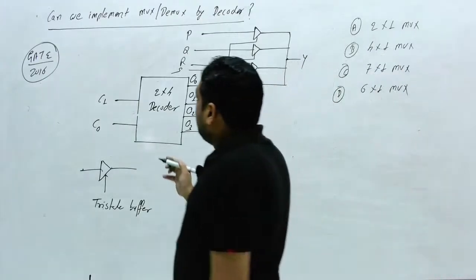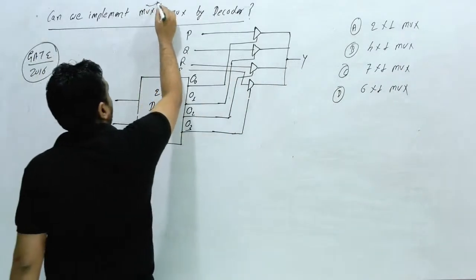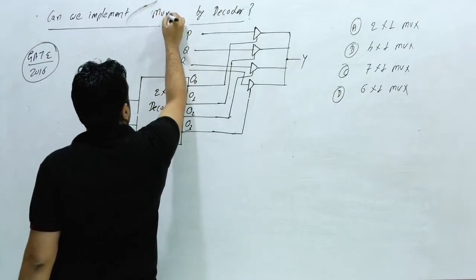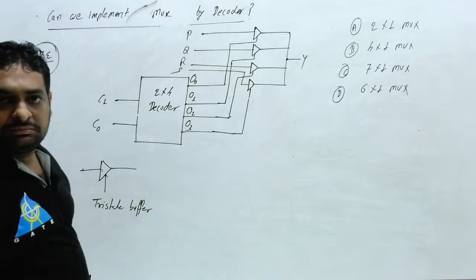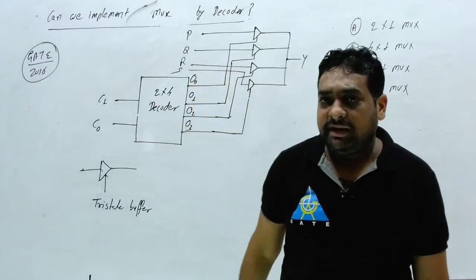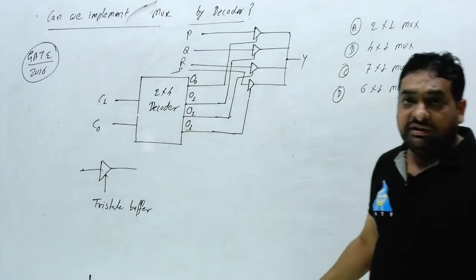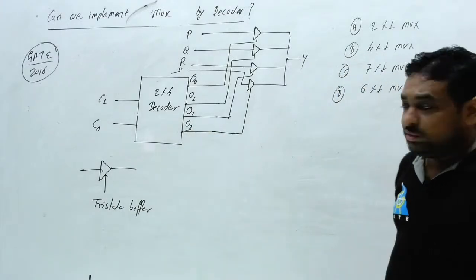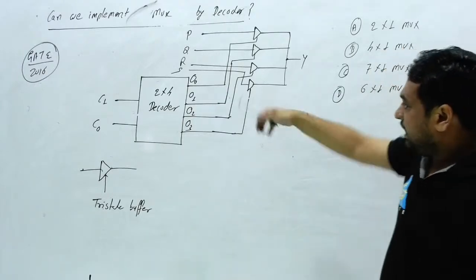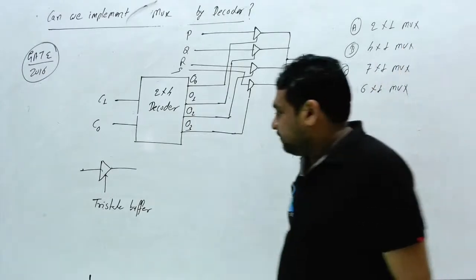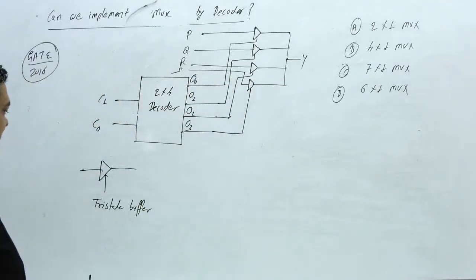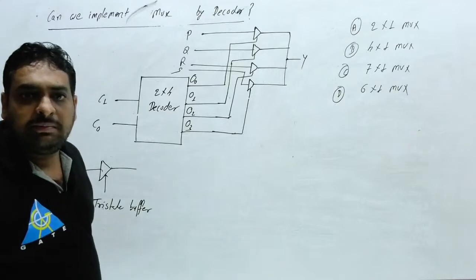So what is our target? Can we implement a multiplexer, not a demultiplexer? Can we implement a mux by a decoder? If you want to implement a multiplexer, but you don't have a multiplexer and you have a decoder, then can you implement it? This question has been asked directly in the GATE exam, but the way is different. So first you should know what a tri-state buffer is.